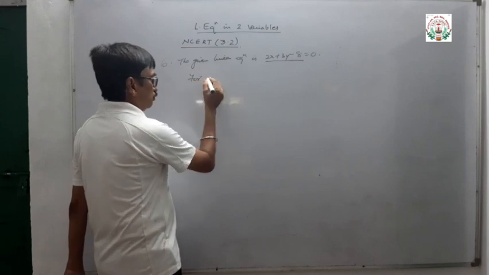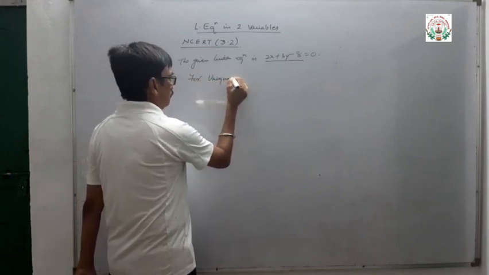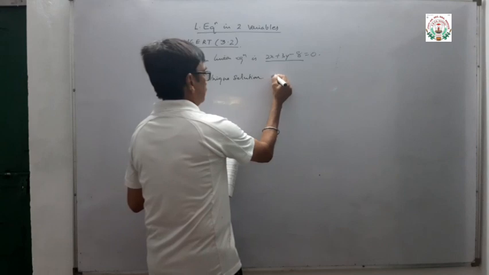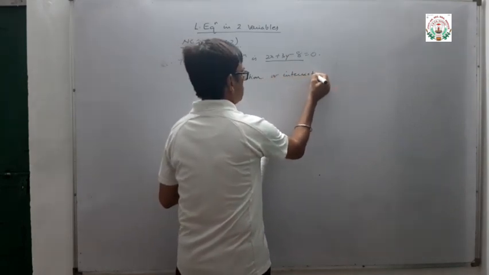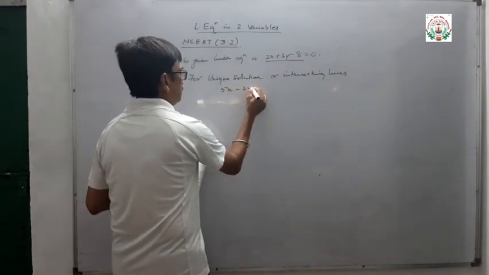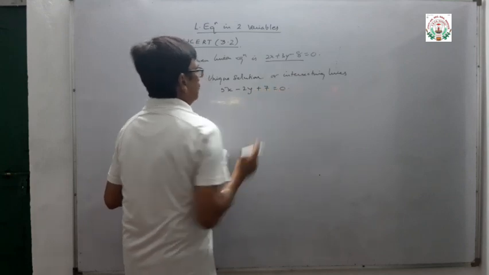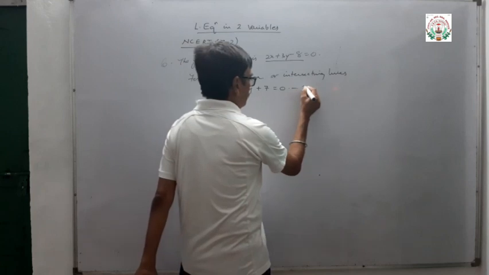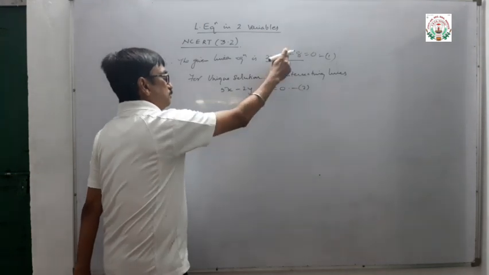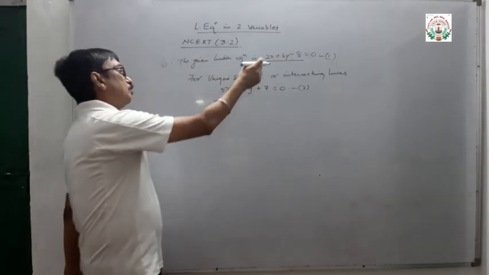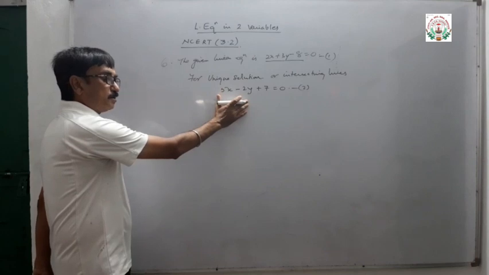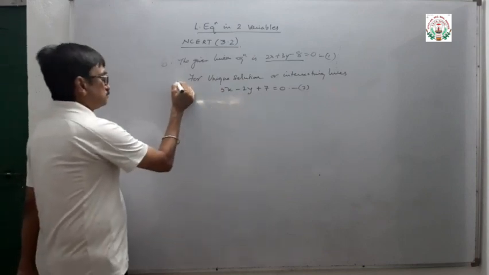So for the second equation, for the condition of unique solution or intersecting lines, 5x minus 2y plus 7 equals 0. Now, if we look at the second and the first equation, we can clearly see that 2 by 5 is not equal to minus 3 by 2. So whenever we solve this question graphically, the graph lines will be intersecting. So that much only you have to write down, no need of drawing the graph of it. That is for the first one.